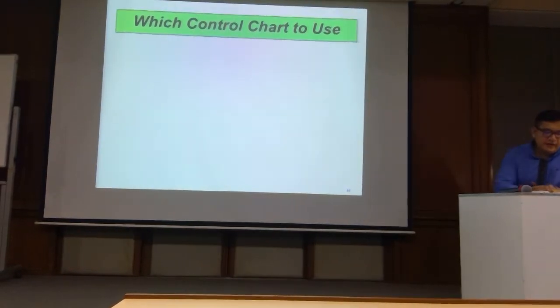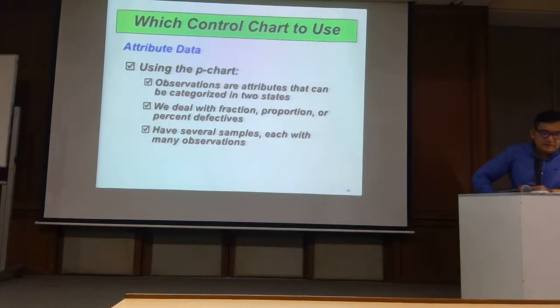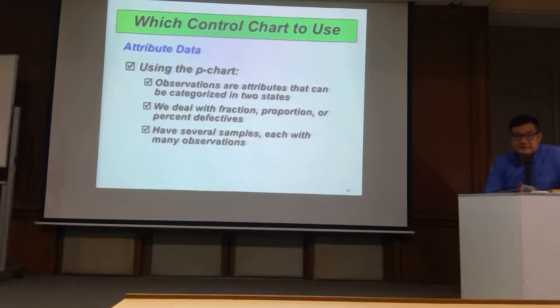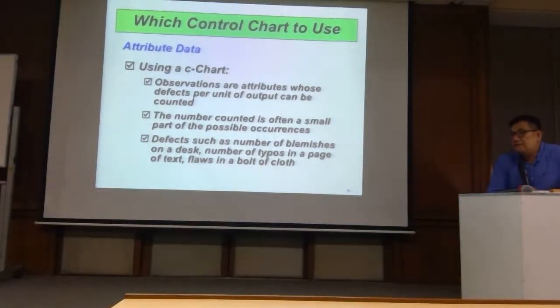And how about the attribute? Please make sure that you understand the P chart and C chart. The P chart is for proportion, so you need to do the sampling first, and measure the fraction defective based on the sample size. But for the C chart, you measure the number of defects per unit.